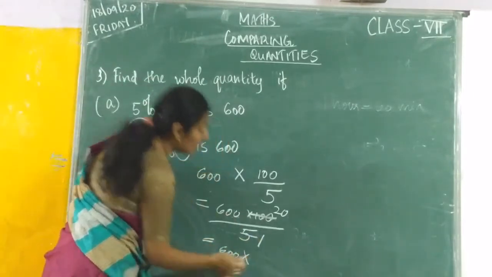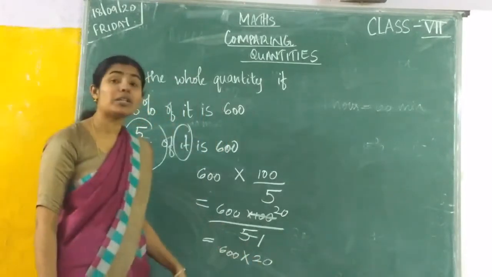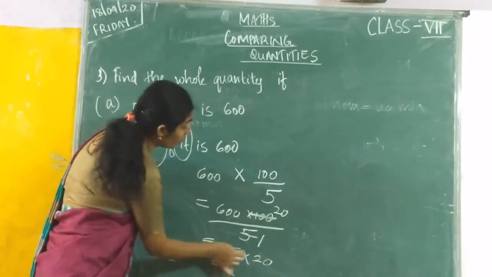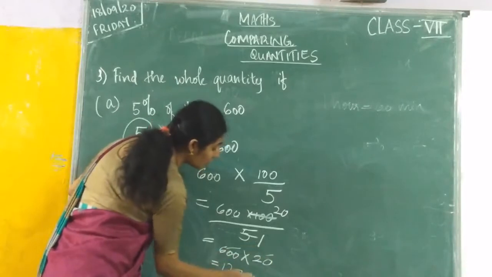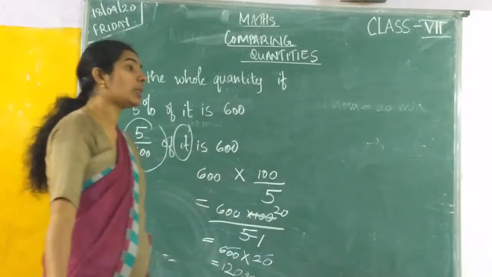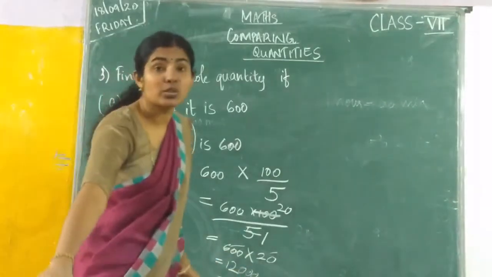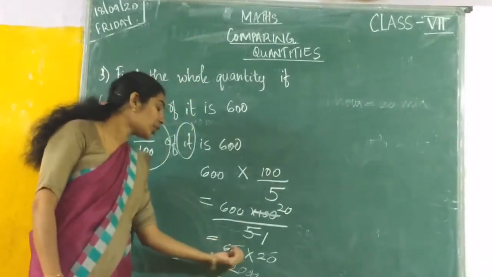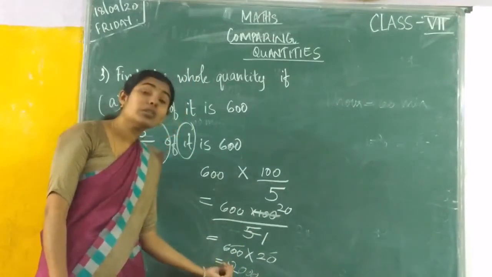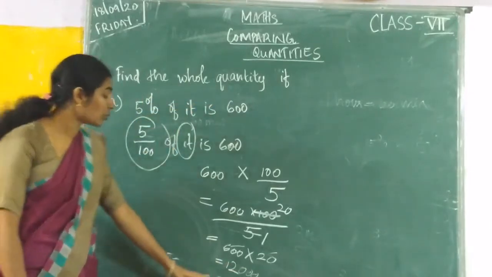600 multiplied by 20. What is 600 multiplied by 20? 6 2s are 12. How many zeros are there? Here 2, here 1. So 3 zeros are there. See, directly you can multiply the number. 100 multiplied by 20. So what is that? 6 2s are 12. Total how many zeros are there? 3 zeros are there. So when you put that value, what will you get? 12,000. So what is the answer? What is the whole quantity? You will get 12,000.